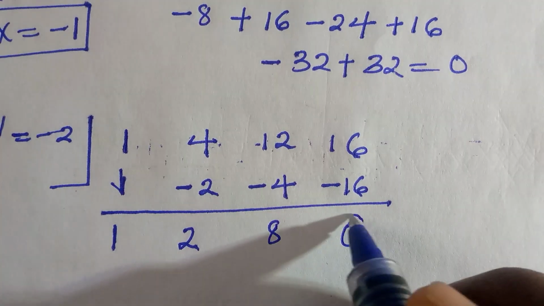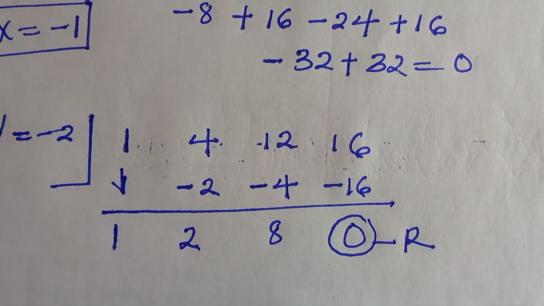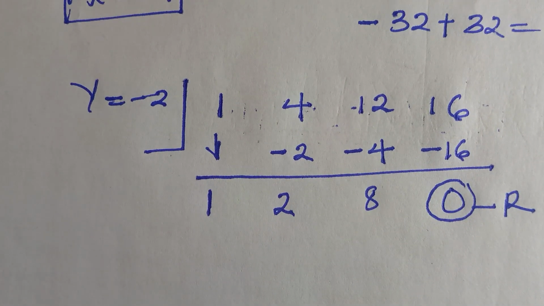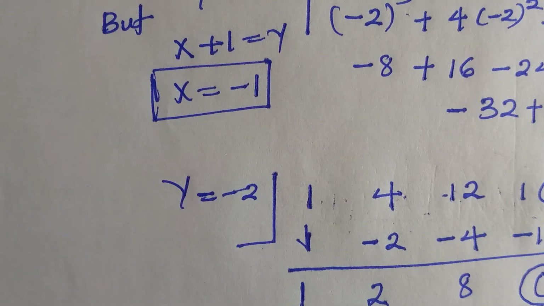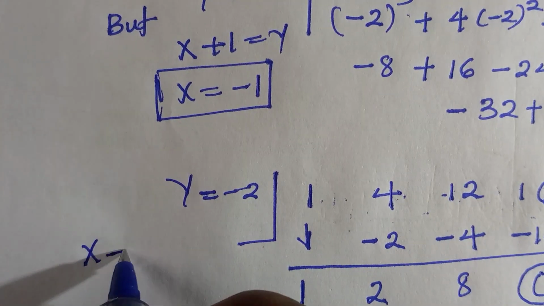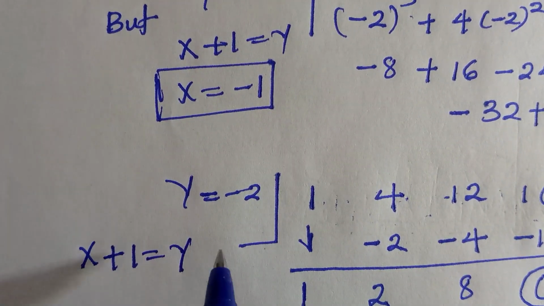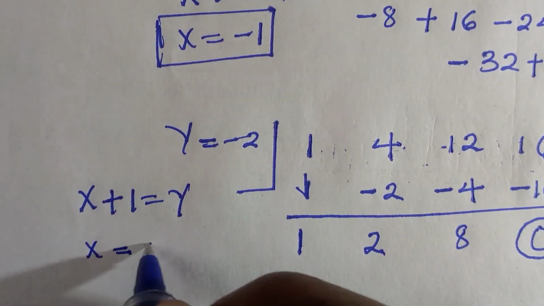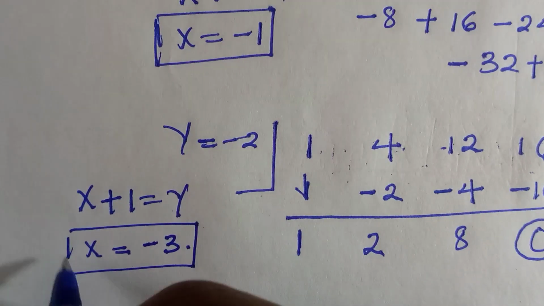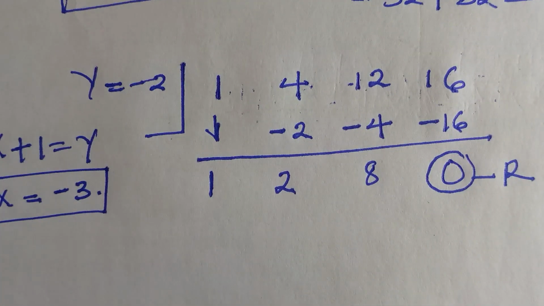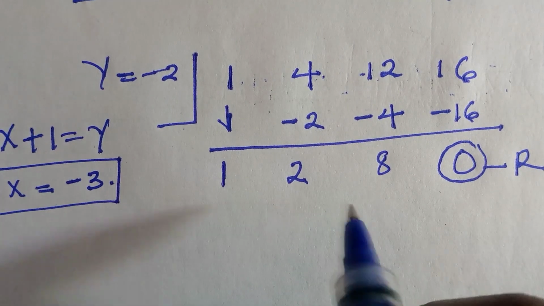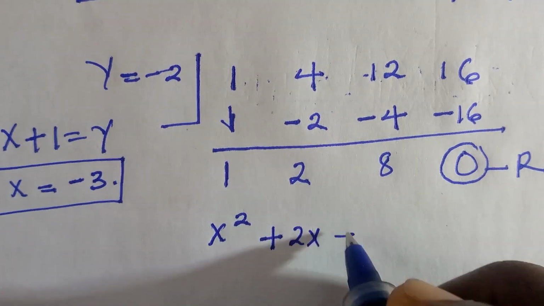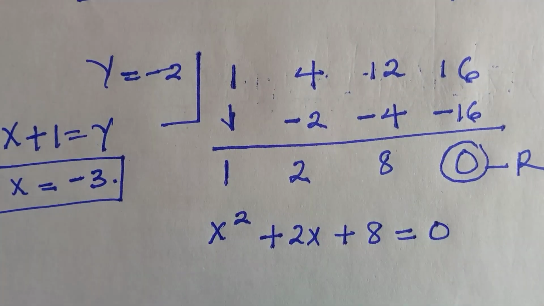So when we get 0 here, that is known as r, the remainder. When the remainder equals 0, we are going to have the rest as a quadratic. Since y equals minus 2, and from x plus 1 equals y, definitely the value of x here is equivalent to minus 3. So we have gotten 2 roots for the quartic equation above. And for this one, it is a quadratic. We have 3 terms here: y squared plus 2y plus 8, everything equals 0.